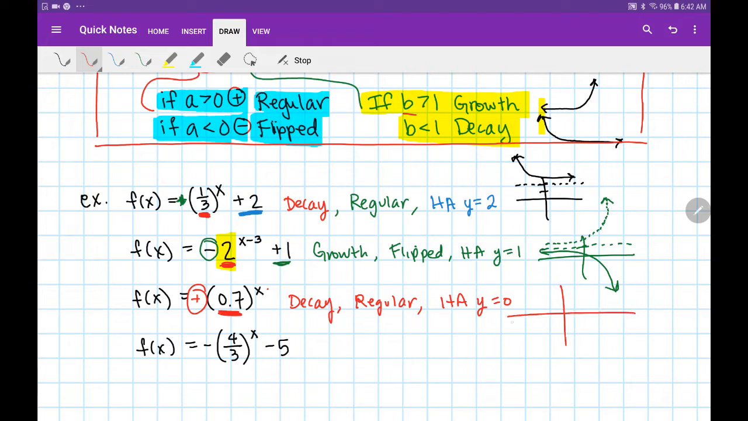Let's graph this. My horizontal asymptote is at y equals 0, right there. It's a decay graph, and it's regular. So if it was a decay graph that was flipped, then I would have drawn it like this.